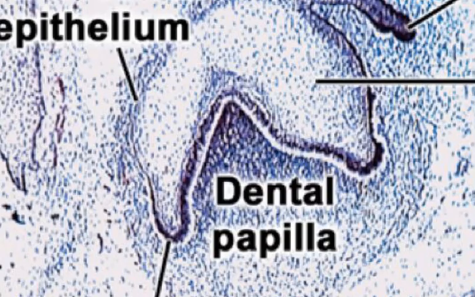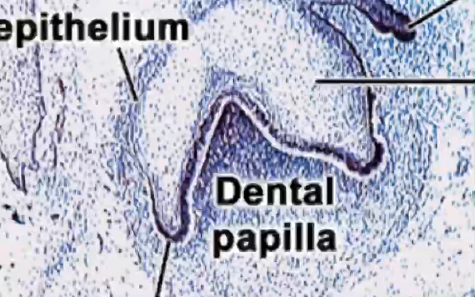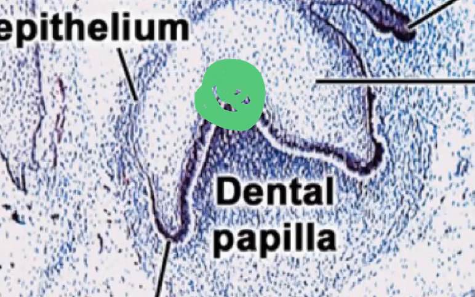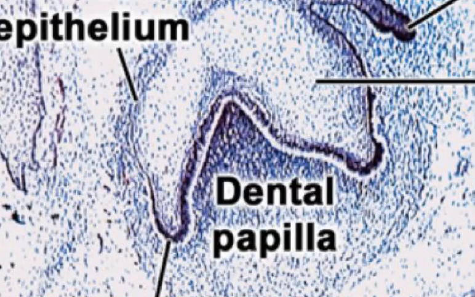The late bell stage is the same, but add to that the initiation of secretion at the cusp tip or incisal edge, because this could be cusp tip. If we are talking about canine, it could be incisal edge. So if we identify secretions here, then it's late bell stage. But here still we don't identify any secreted material like dentine or enamel.